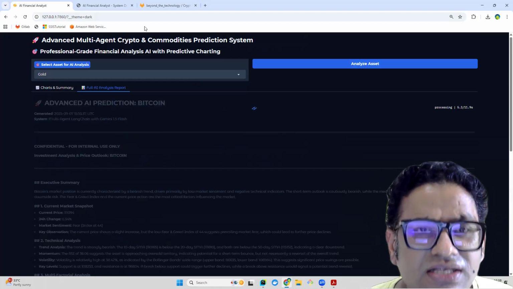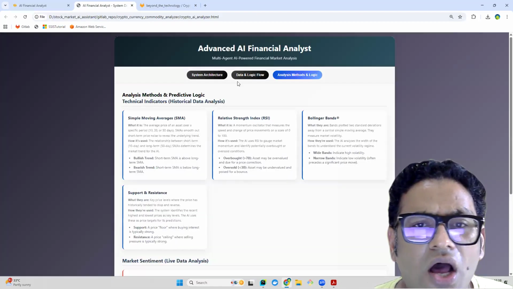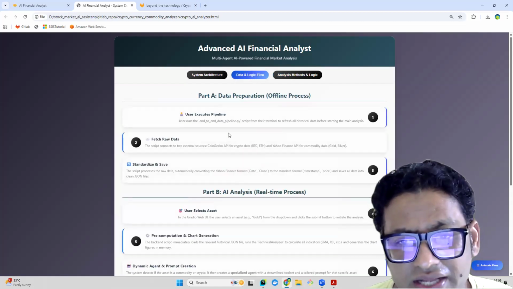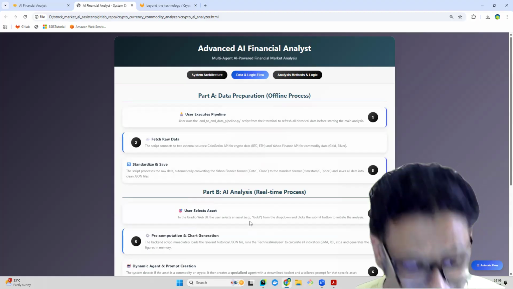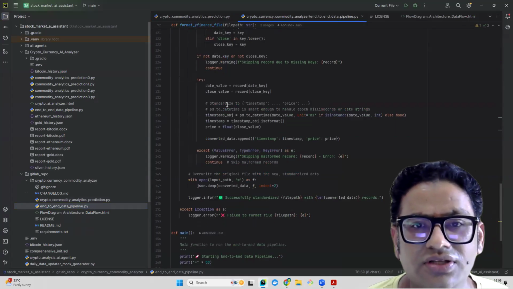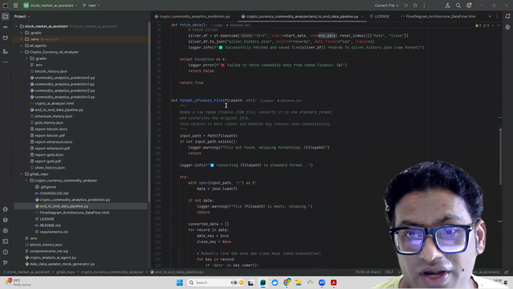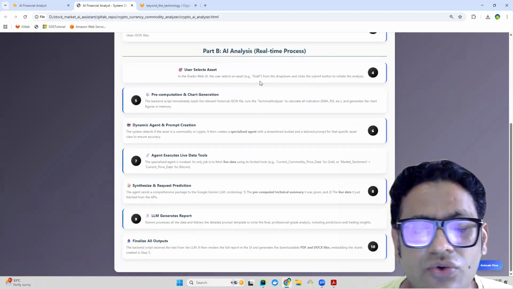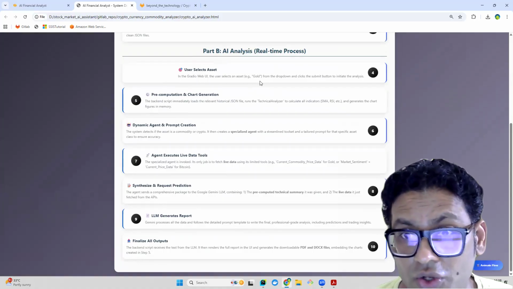Okay, so now we can just understand the high level flow, how it works. So the very first thing, as I mentioned, we have to extract the historical data, right? And for that, we already have a script, which I showed you, the end-to-end data pipeline. So this is where historical data can be generated. And then we can just run our application by selecting whatever commodity or cryptocurrency we want to analyze.